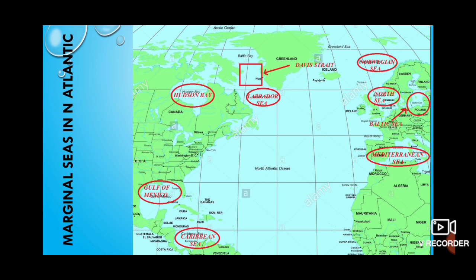On the American coast, there are Hudson Bay, Labrador Sea, and Davis Strait. These seas relate the Atlantic Ocean to the Arctic Ocean. Besides, the Gulf of Mexico and Caribbean Sea can be found in the central part of the Atlantic Ocean.